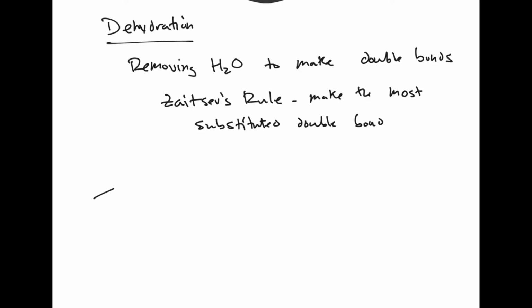So, right, the easiest way to do dehydrations is, again, throw acid at it and heat it up. You're going to remove water and make the most substituted double bond that you can. So, right, from a mechanism point of view, I don't know if I have space. We'll hope.